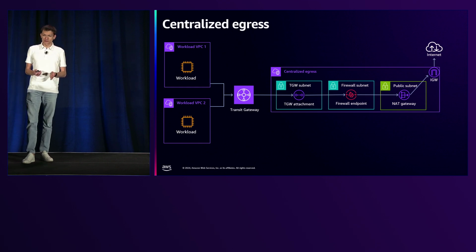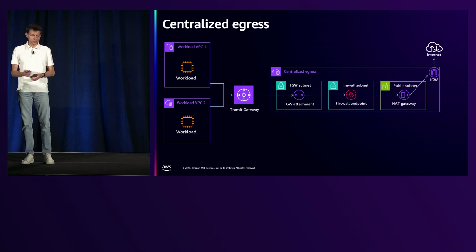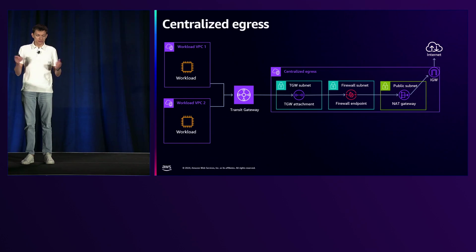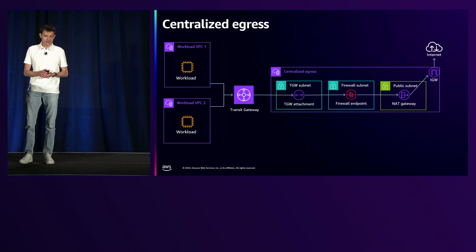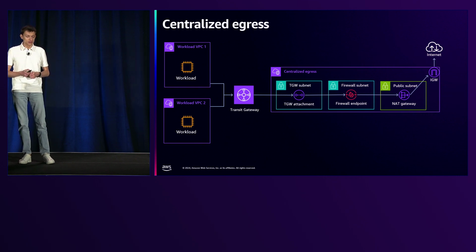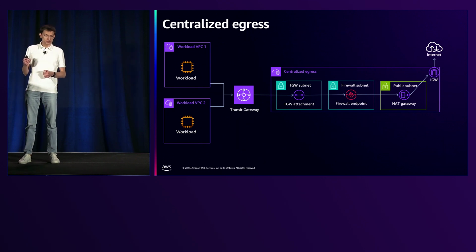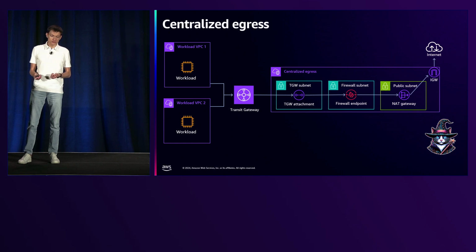All right, so the first model for egress would be centralized egress. In this case, you will take a firewall endpoint and a NAT gateway. You create a special VPC for it. Let's call it centralized egress, and you will put it there. Then you will connect this egress VPC with all of your other VPCs using Transit Gateway. So this is a very common approach we see customers do.